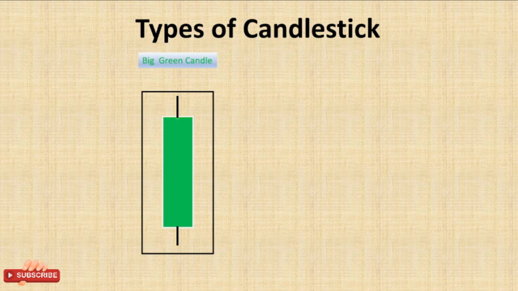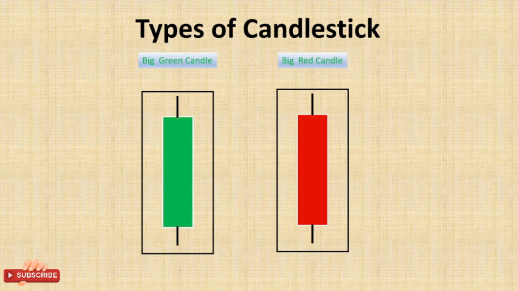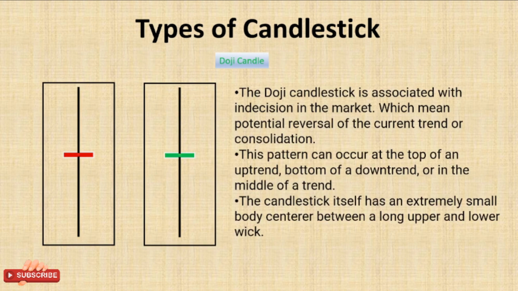Big green candle. So as the name suggests, a big green candle shows buyers are very interested in buying at any price, at any point. Whereas a big red candle, also known as a bearish candle, shows the sellers are in control. They are ready to sell at any price. Next, we have a doji candle.